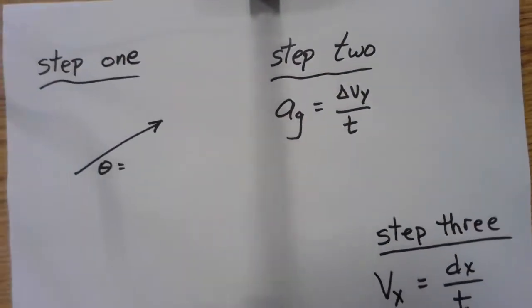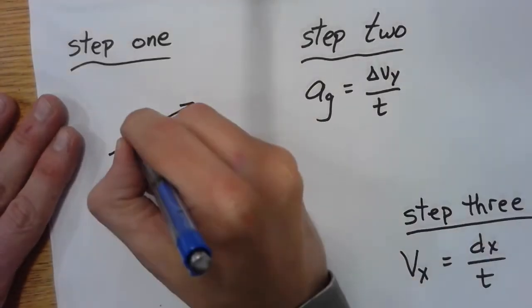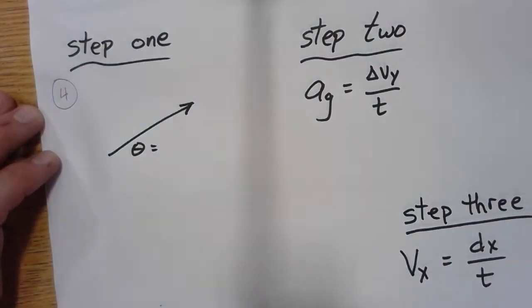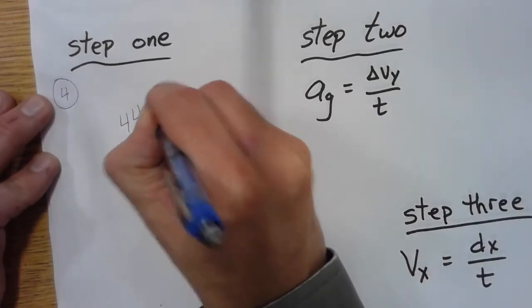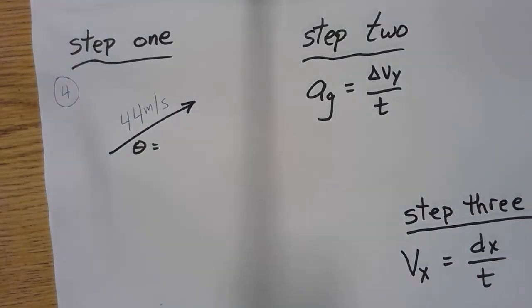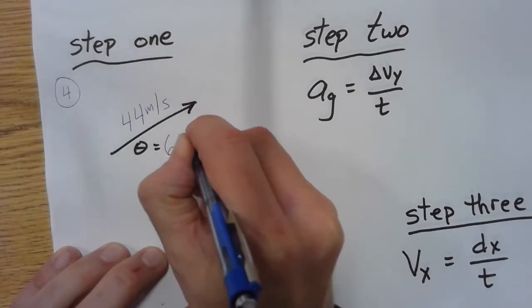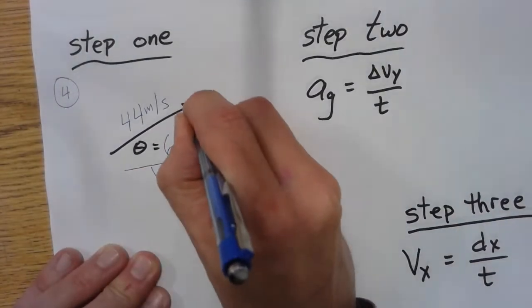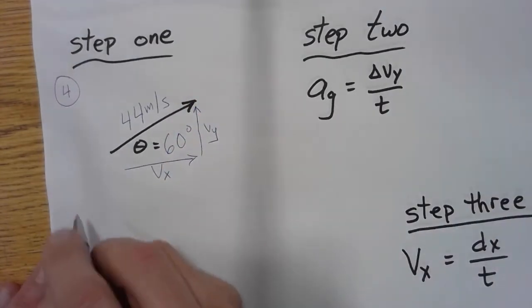All right, I like to put this little template on my paper, and off we're going to go. Let's do these. Label the launch speed. So this is question 4. There's my launch speed. There's my angle. Draw your triangle. Use SOHCAHTOA.